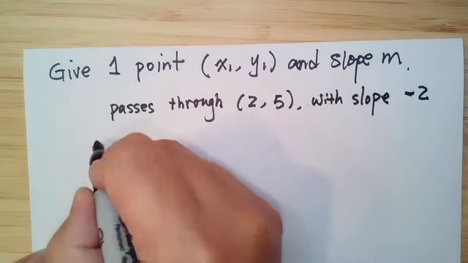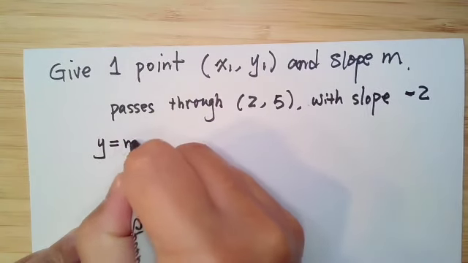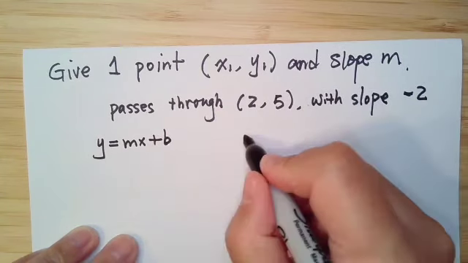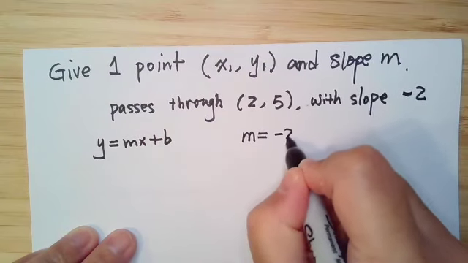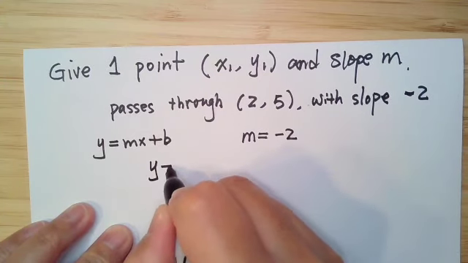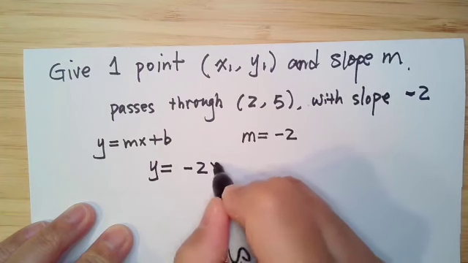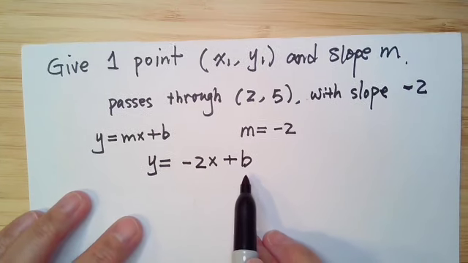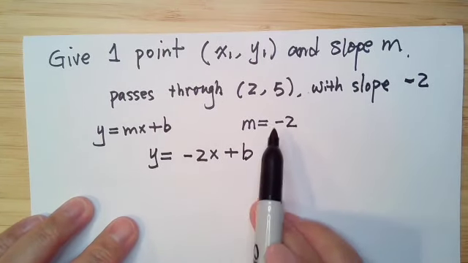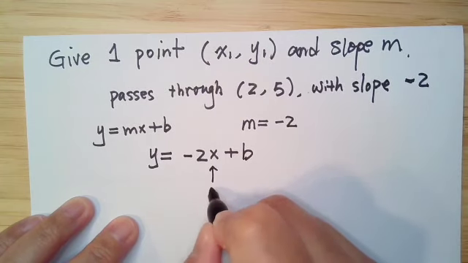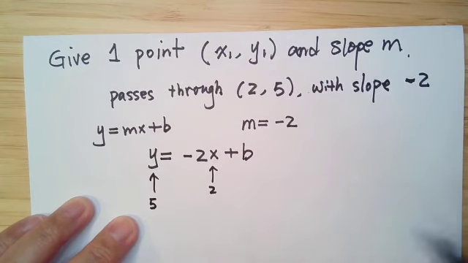Let's see. We have the equation that looks like this: y equals mx plus b. We have a slope, so far we know the slope is -2. Let's plug that in. So the equation should look like y equals -2x plus b. Now you'll find that you need to find b, this is something that's unknown. However, you have one point, (2, 5), which is the x and y coordinate. So you plug in x equals 2, y equals 5, and then you can solve for b.